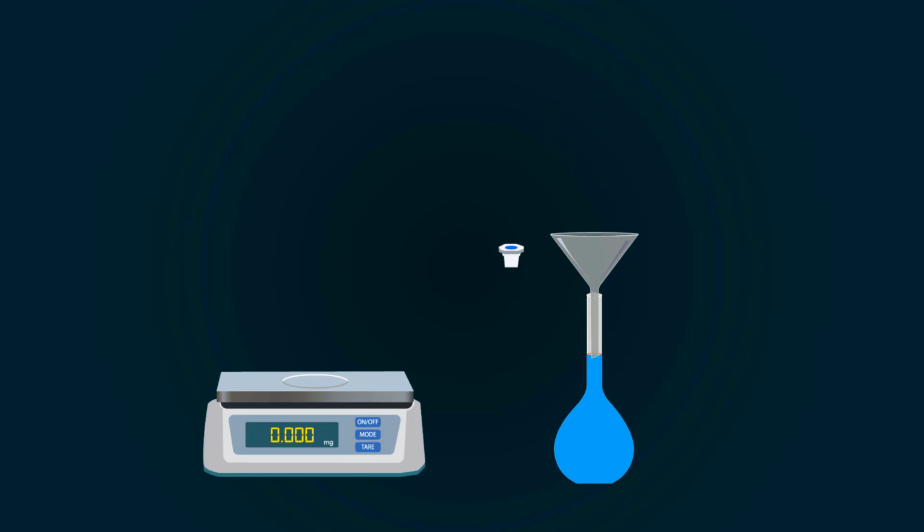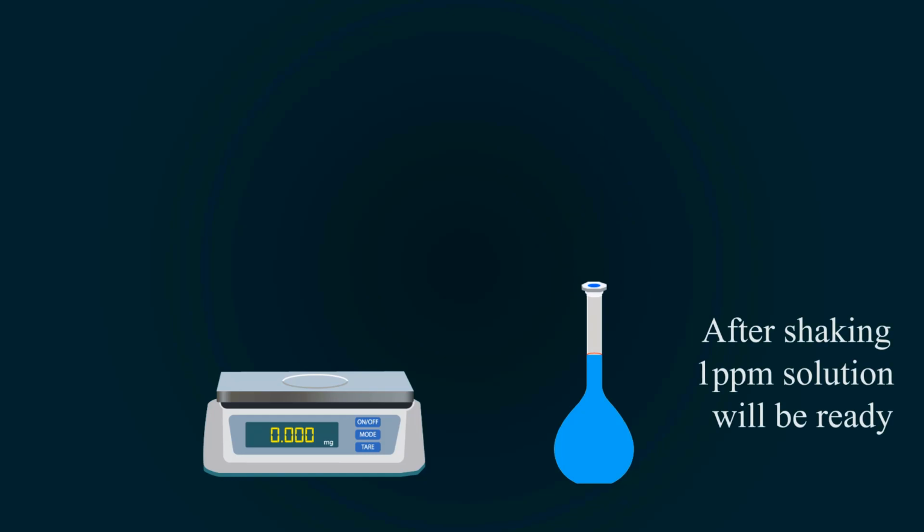Now close the bottle and shake it well, and after shaking you will get 1 ppm solution of NaOH.